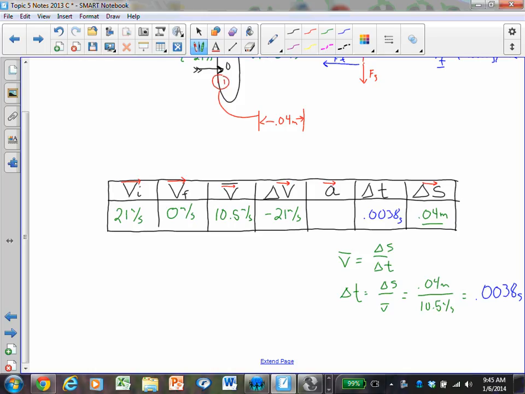Now we can get A. We can get A from delta V over delta T. And delta V is minus 21 divided by 0.0038, which is minus 5,526 meters per second squared. So that dart is under around 550 Gs of acceleration it's experiencing as it slows down.